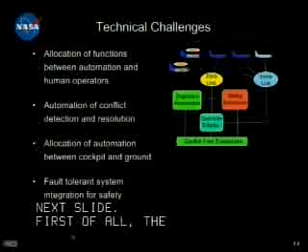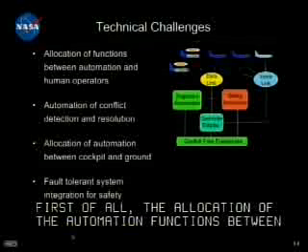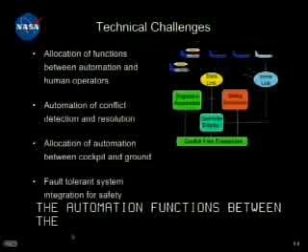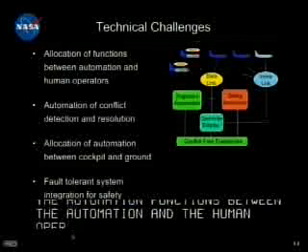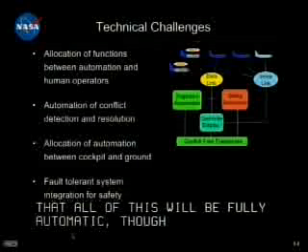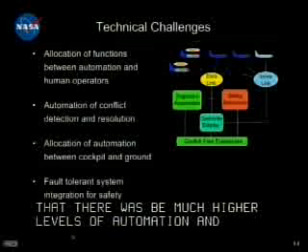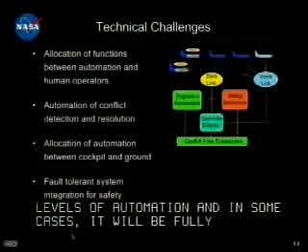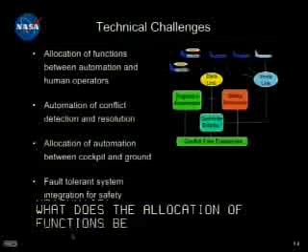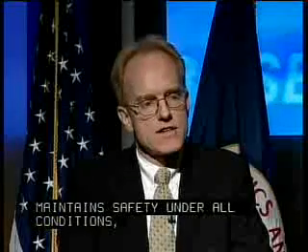First of all, the allocation of the automation functions between the automation and the human operator. We don't anticipate that all of this will be fully automatic, though we believe that there will be much higher levels of automation, and in some cases it will be fully automatic. So what is that allocation of functions between the automation and the human operator that maintains safety under all conditions, including failure modes? The next technical challenge is the automation of the conflict detection and resolution.